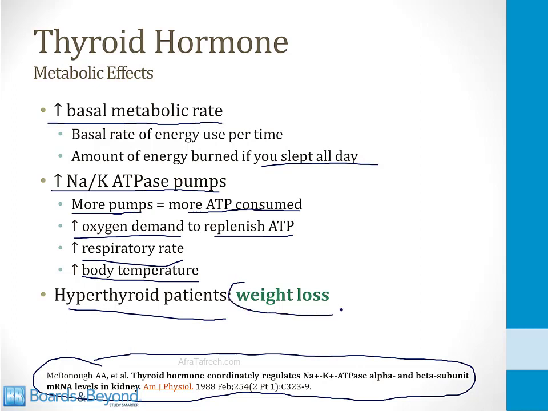They often have weight loss because they are burning so much energy. In addition, sometimes they complain that they feel hot all the time, and that's because their body temperature is rising from the excess thyroid hormone. Sometimes hyperthyroid patients also have an increased respiratory rate, and it's for the reasons I've shown on this slide.